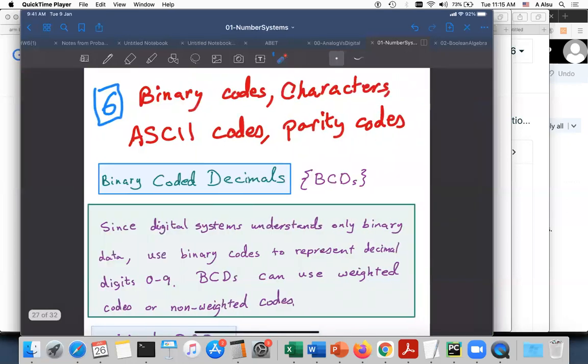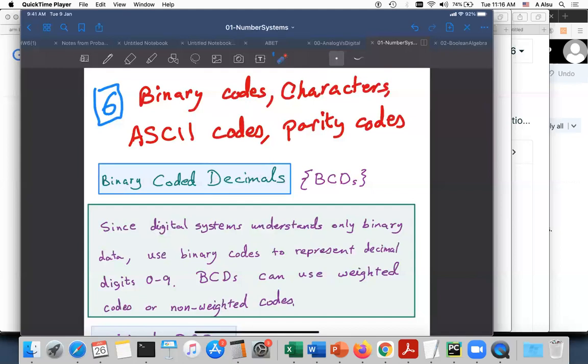So now this is the final topic of this unit, which is basically about binary codes and ASCII characters and parity codes. Okay. So we start with the binary codes. So binary coded decimals, or in short, BCDs. Okay, BCD means binary coded decimal.